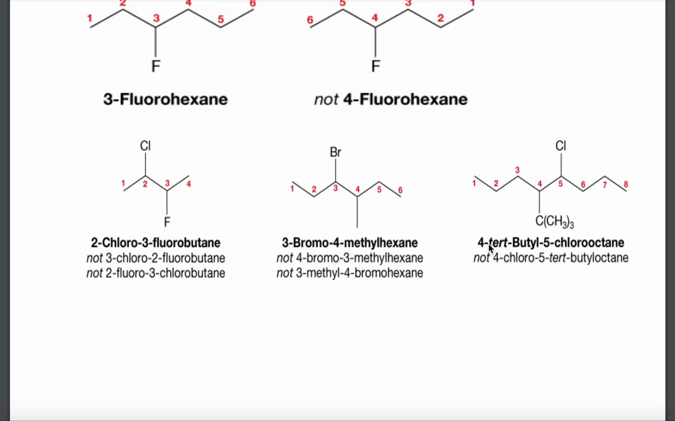Now, if you have a tert-butyl, tert is a prefix, so it doesn't count. You're still based on the B. So we go 1, 2, 3, 4, 5. 4, you got a tert-butyl. 5, you got a chloro. So B goes before C. That's the point.